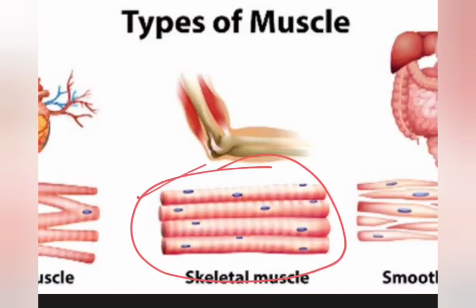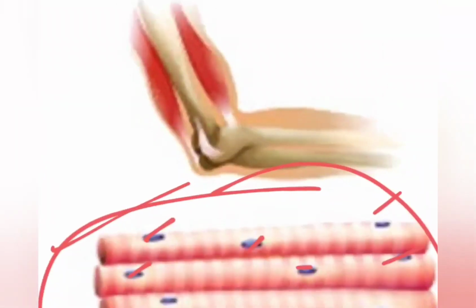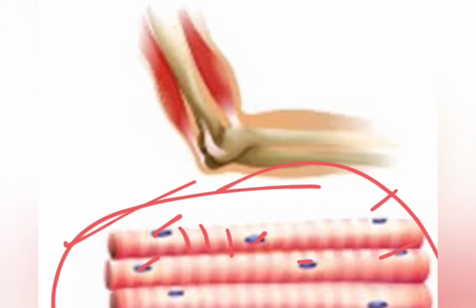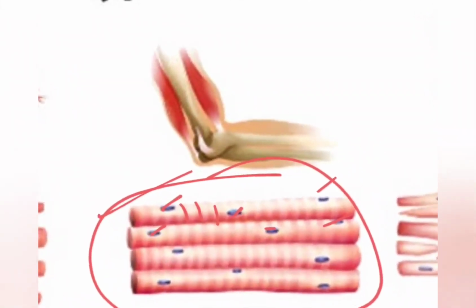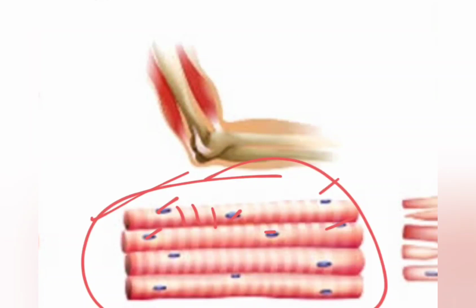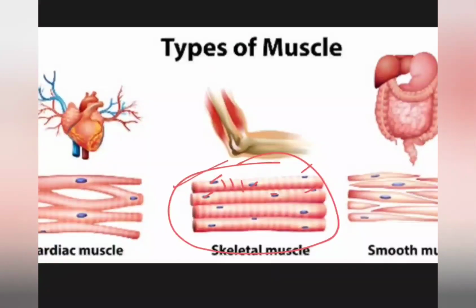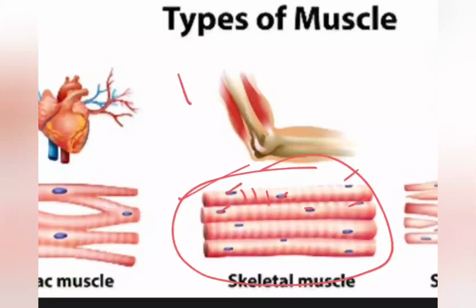In one muscle fiber we find 1, 2, 3 nuclei, in the second one also 1, 2, 3 nuclei. So at least 3 nuclei are present in each fiber of these muscles. And as you can see here, there are striations also. Due to these striations, these muscles are also known as striated muscles. So voluntary muscles are also known as skeletal muscles, and as striated muscles due to their striations. So the first one is done.